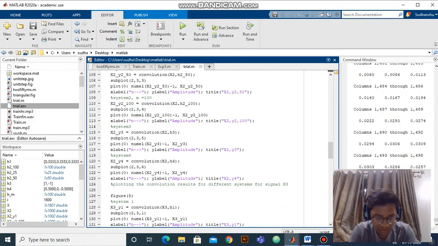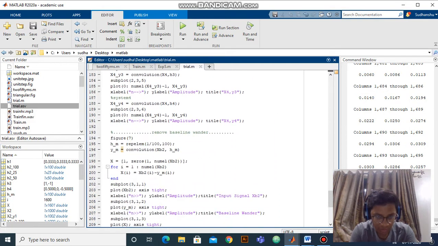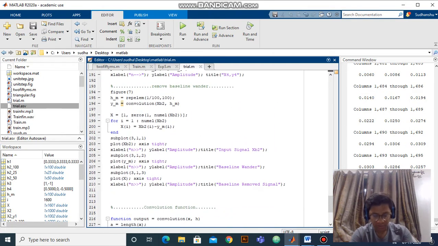To remove this baseline wander, we defined an impulse response h_m, an impulse response of 100 values from 0 to 100, with value 1/100. We will do the convolution of the signal xb2 with this impulse response h_m to obtain the baseline wander. The result which we obtain from the convolution of xb2 and h_m will give us the baseline wander y_m. And to get the clean input signal, that is to remove the baseline wander, we will subtract this y_m from the input signal xb2 that we have.